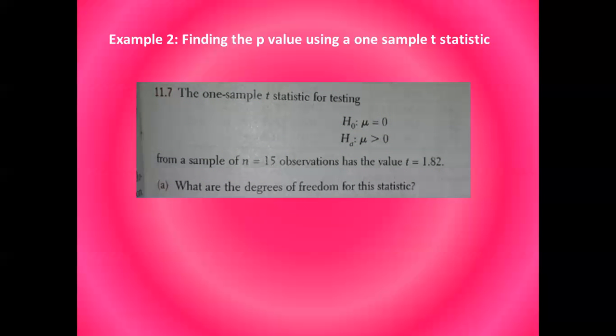Example 2, finding the p-value using a one-sample t-statistic. So this is found in your book. It's example 11.7, and it is the one-sample t-statistic for testing. It's on page 627. So your H0 is mean equals 0, and your HA is mean greater than 0. So this is from a sample of 15 observations, and the t-value is 1.82. So n equals 15, and because of that, your DF is 14. So that answers number A, which is what are the degrees of freedom.